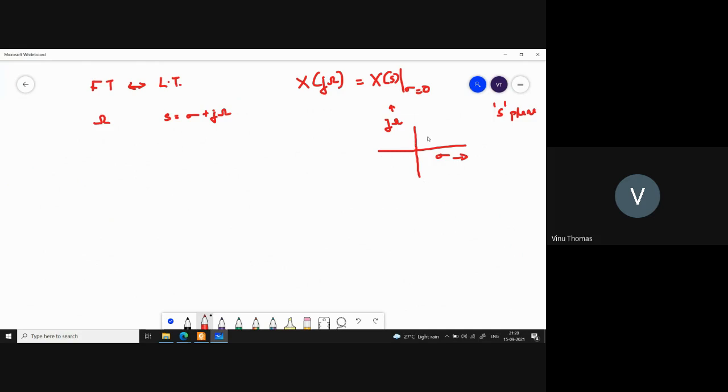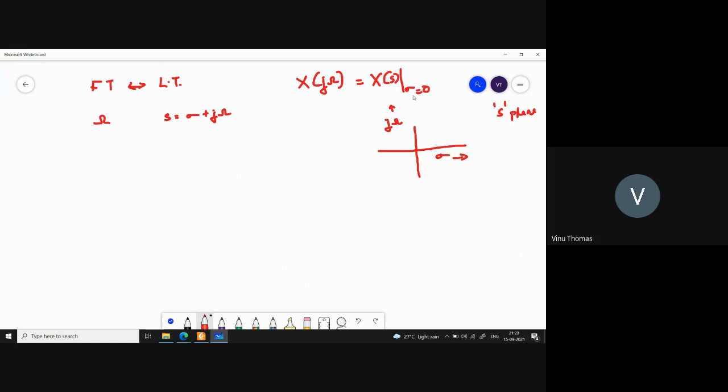So at each and every point you will have a height. So maybe at this point you will have a height, and at this point another height. So this basically will constitute a three-dimensional structure, which you can think of as projecting outwards from the screen, or maybe even inwards, depending on H of s having positive or negative values. So anyhow, this H of s is a function of sigma plus j omega.